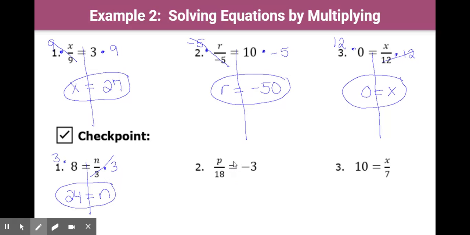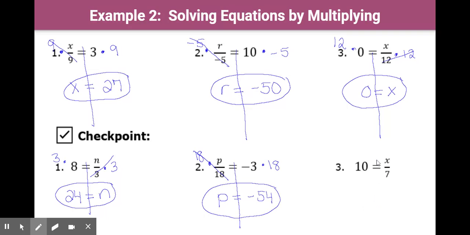Problem 2. To isolate the p, I need to multiply both sides by 18. So I'll put times 18 on the left, times 18 on the right. My 18s cancel. P equals, what is -3 times 18? That makes -54. A negative times a positive will always be a negative.